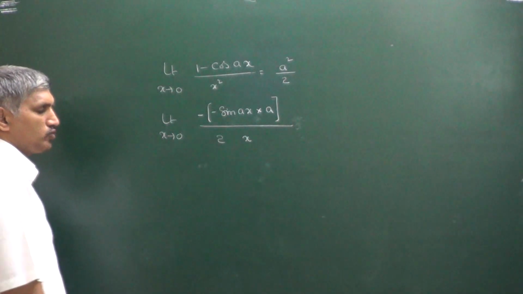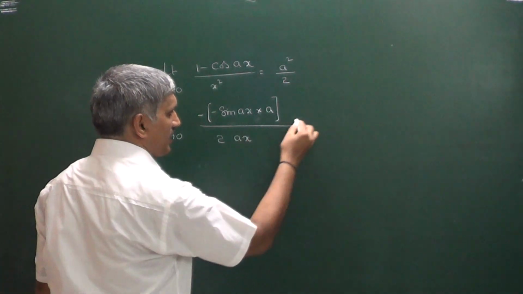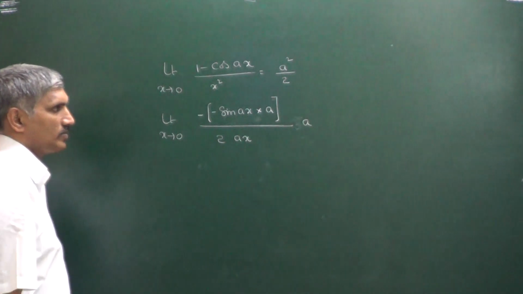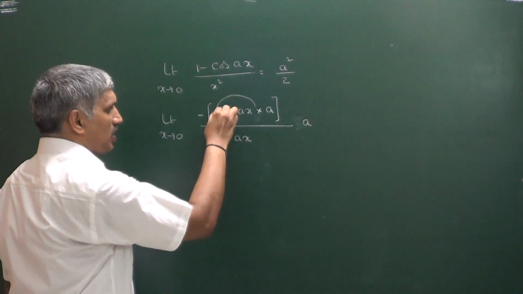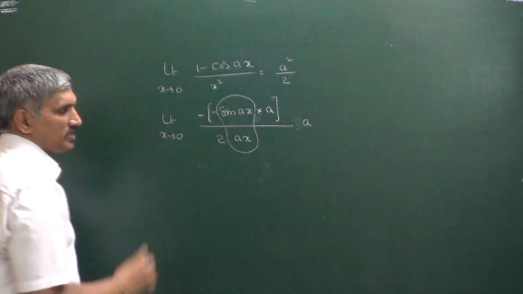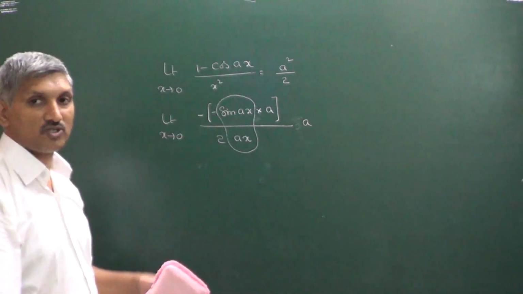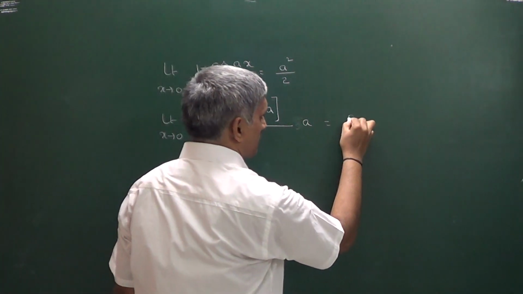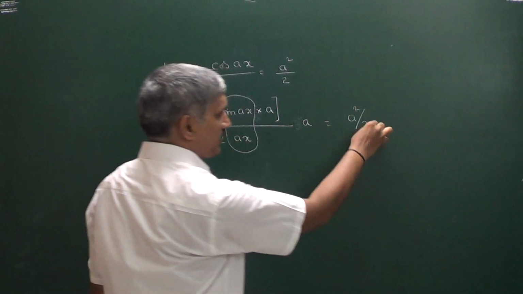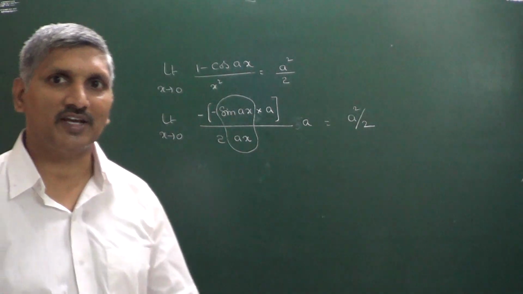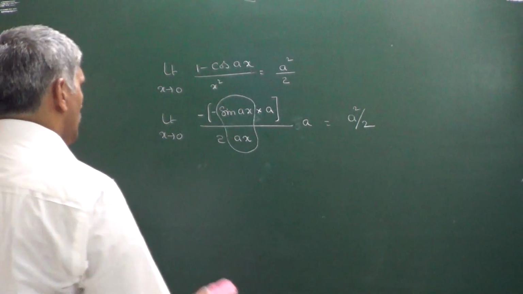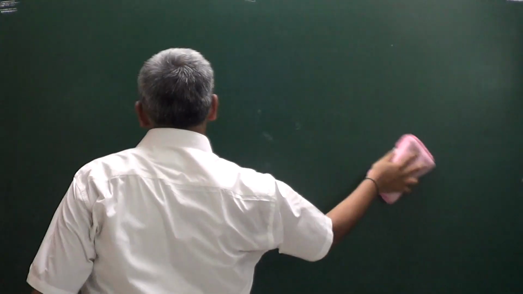Now what I am doing, observe here, multiply with a, divide with a. Now here sin theta by theta, sin theta by theta is equal to 1. So we are getting the answer as a square divided by 2. That is the way of proceeding with L'Hospital rule. So that is our sin theta by theta, another important derivation in the limits.